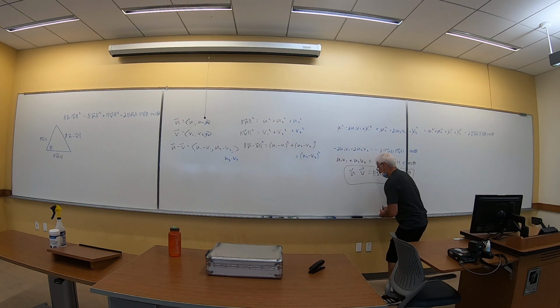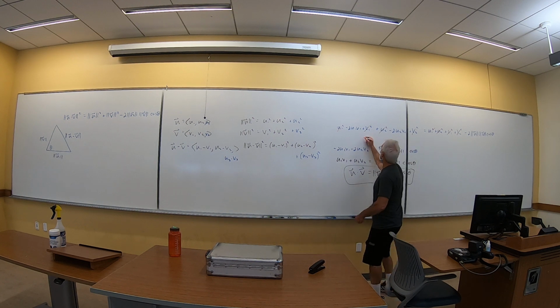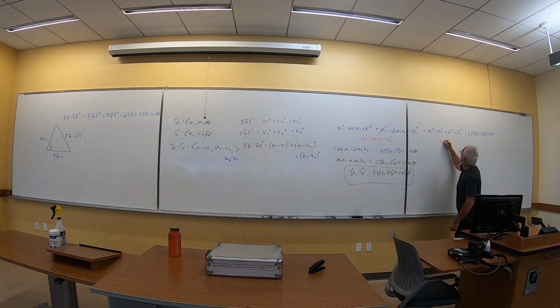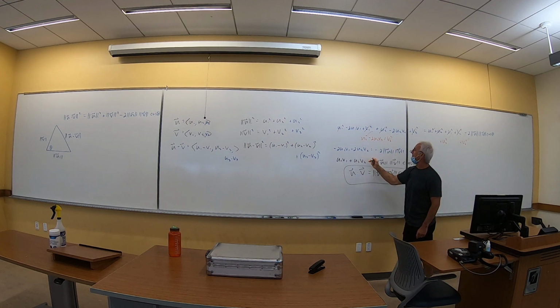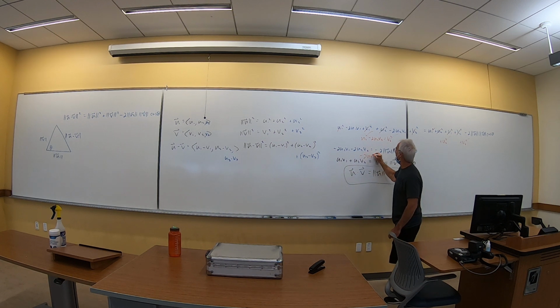And then over here I need a different color. Then what happens over here? Well, now I have a U3 squared minus 2U3 V3 plus V3 squared. And on the right side I have a U3 squared and I have a V3 squared, and then that cancels, that cancels, that cancels, that cancels, and I have a negative 2U3 V3.